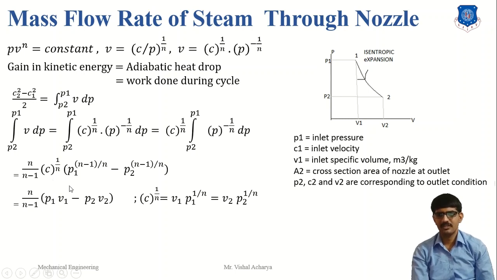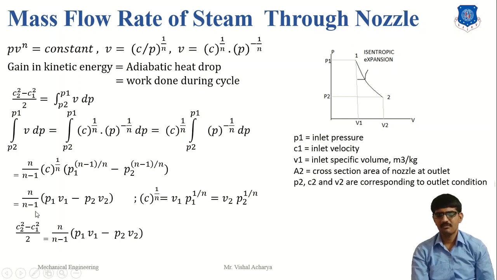Now we put the value of C raised to 1 by n, equal to P1 raised to 1 by n times V1, and similarly for P2. So we convert everything to n upon n minus 1 into P1 V1 minus P2 V2. This is the adiabatic work, which we have already studied in thermodynamics. So the kinetic energy is equal to our adiabatic work, n upon n minus 1 into P1 V1 minus P2 V2.